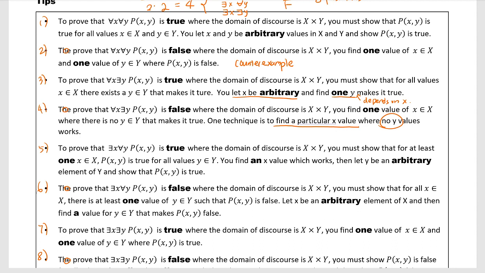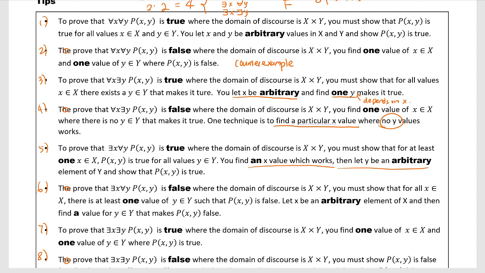Okay, next, to prove there exists x for all y, P of x,y is true, you must show that there's at least one x. So you want to find the value of x such that P of x,y is true for all values of y. So you want to find an x value that works for all values. So y is an arbitrary element and you want to find one x value and it works for all y.